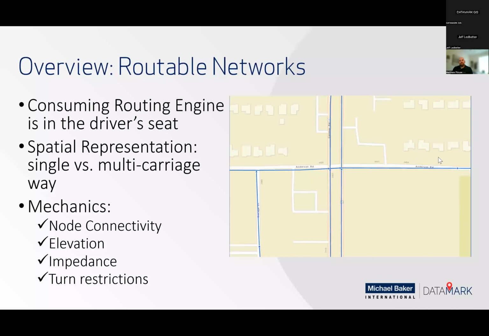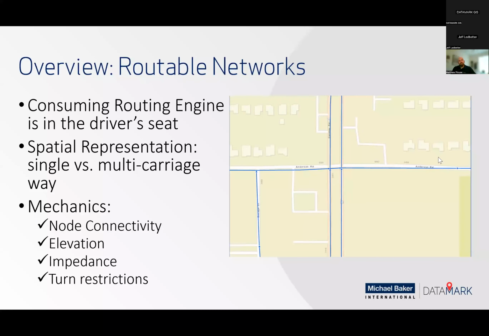Turn restrictions as well. As I mentioned, you're not going to turn left across a boulevard because it's a physical impediment. May have a fence in it even. So you'll need to note your turn restrictions segment by segment in a routable network, so the routing engine doesn't think you can turn left when you actually, in fact, cannot.